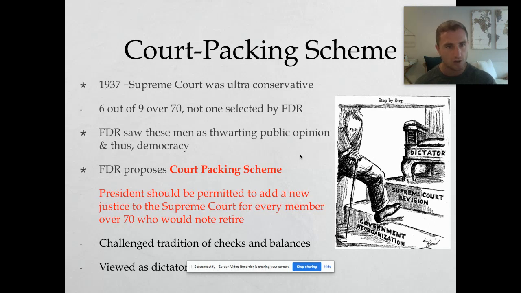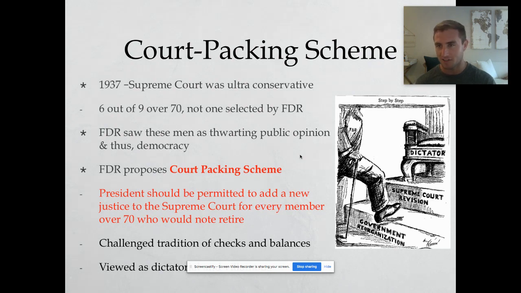And he's frustrated with this because obviously he didn't pick many of these Supreme Court justices. 6 out of the 9 are over 70 and are just hanging on, in their own words, to fight the creeping socialism that has emerged in the 1930s. And so FDR comes up with a plan, and he proposes this scheme, and he says that the president should be permitted to add a new Supreme Court justice for every member over 70 that would not retire.